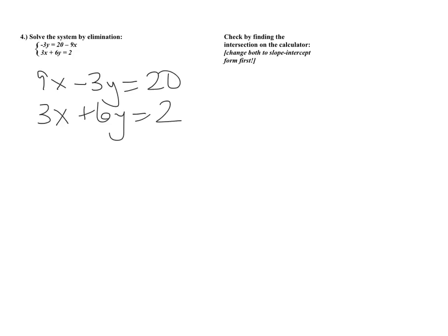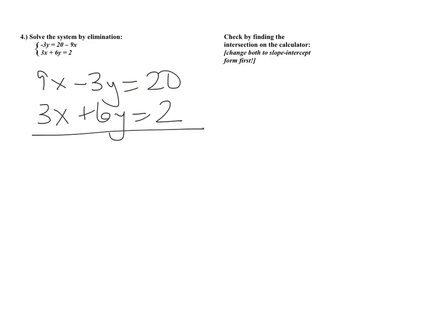So I'm going to add 9x to both sides. So when I add 9x to both sides, the 9x is going to go in front of the negative 3y. So I'm going to have 9x minus 3y equals 20, and then I'm going to have 3x plus 6y equals 2. All right? And then I need to decide, well, which variable do I want to get rid of, right? So in this case, if I want to get rid of x, I need to multiply the bottom by a number that's going to give me negative 9. So I would multiply by negative 3. If I wanted to get rid of the y, I would multiply the top by 2.